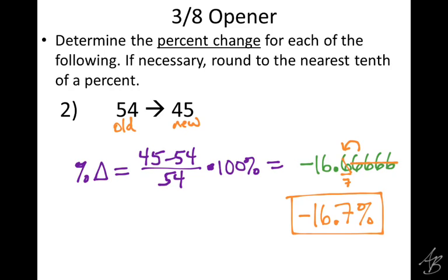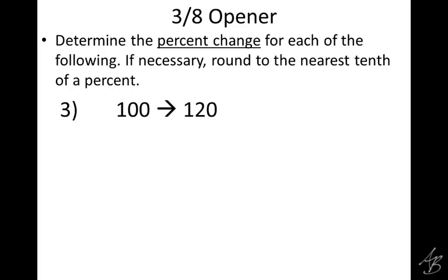All right, so again, if we had $100 worth of stock back here when it was $54 a share, then it would have gone down by a little over $16 for that $100 we had in there to begin with. All right, how about this one?